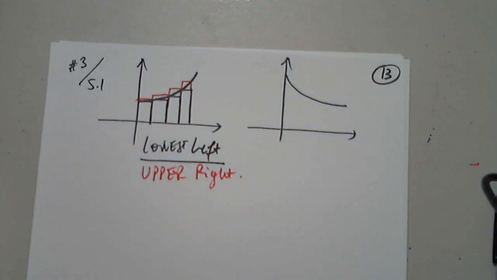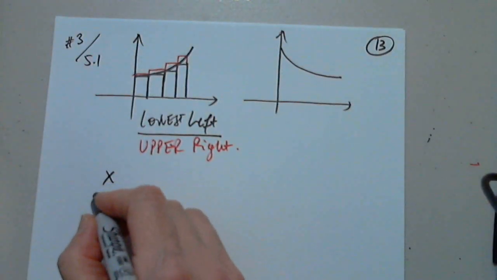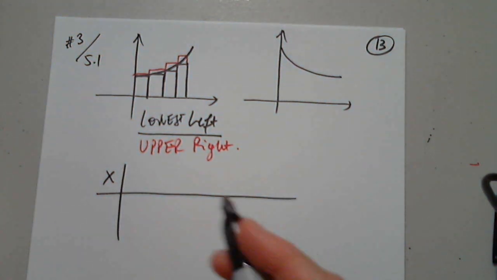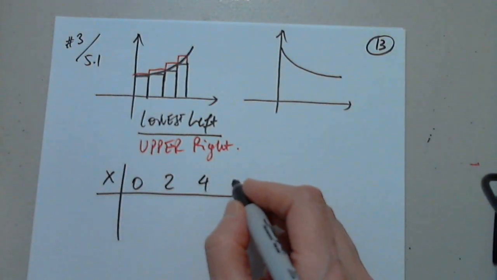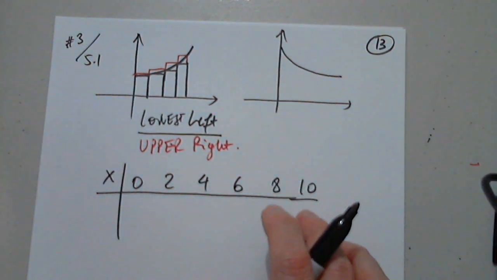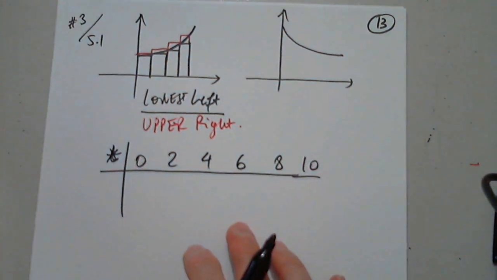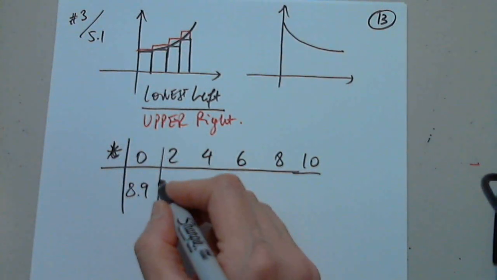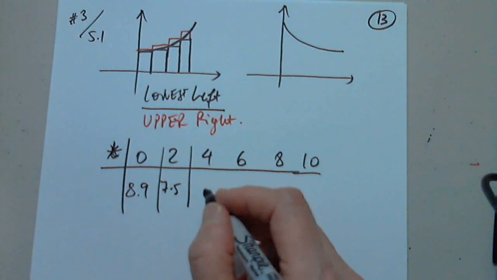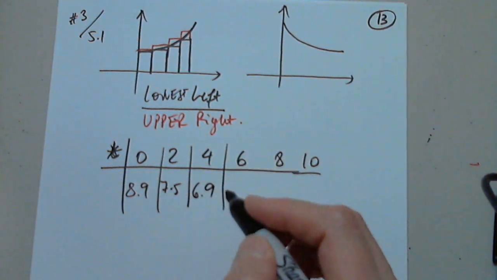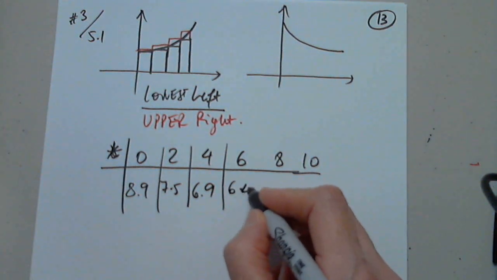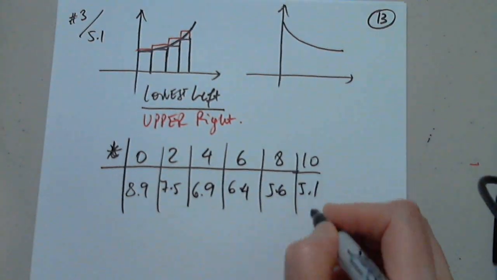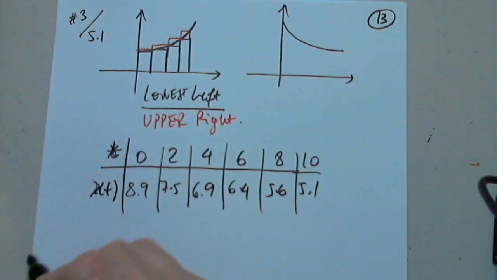So I can copy the table now. What are your numbers? So let me copy. It's 0, 2, 4, 6, 8, and 10. And then my bottom, yeah, that's the T. 8.9. Okay. 7.5. So that's what I see. 6.7? 6.9. It changes after. Ah, 6.9. Oh, okay, I see. 6.4. 6.4. 5.6. Yes. And then 5.1. Okay.